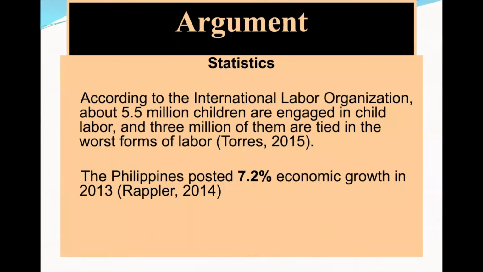2022 newspaper. Next, this is another example of logical appeal. So using logic to support your evidence. Aside from fact, you can also use statistics. Like, according to the International Labor Organization, about 5.5 million children are engaged in child labor, and 3 million of them are tied in the worst forms of labor, according to Torres.